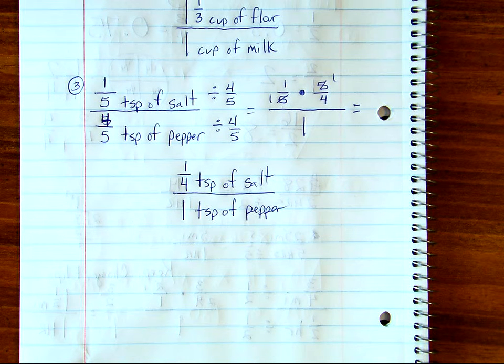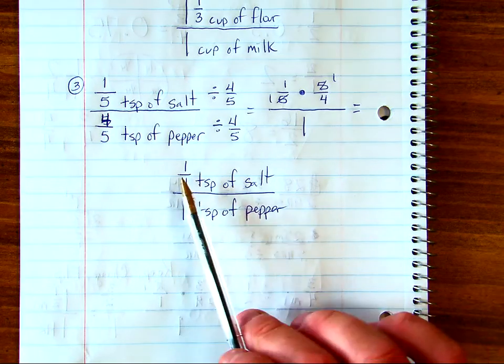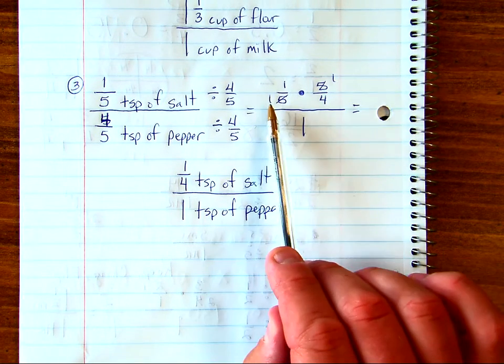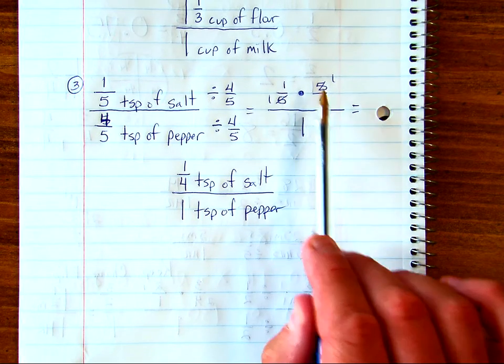I got 1/4 by doing 1 times 1, and I got the 4 by doing 1 times 4. Multiply the numerators, multiply the denominators.